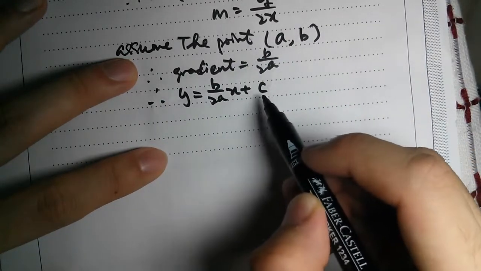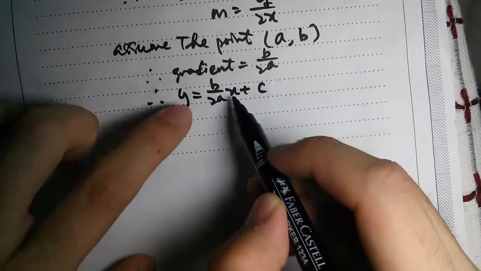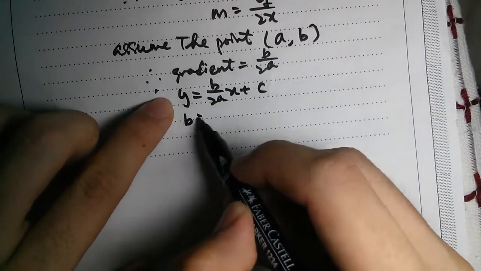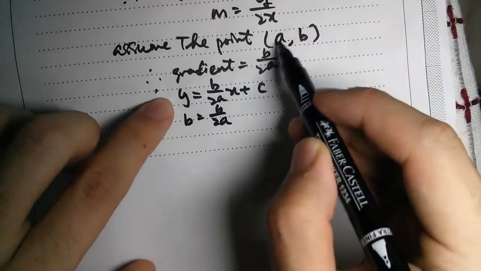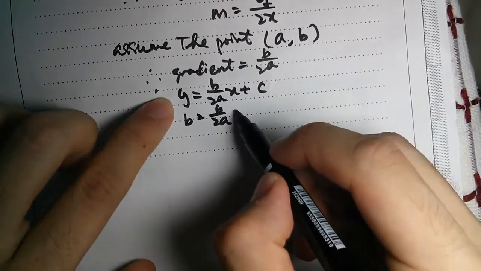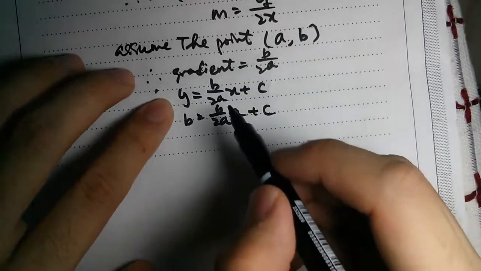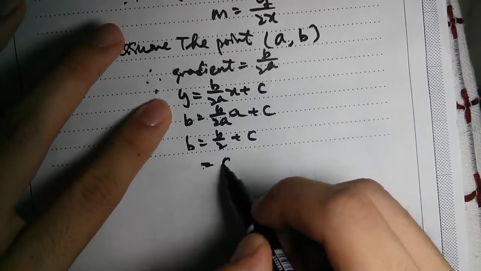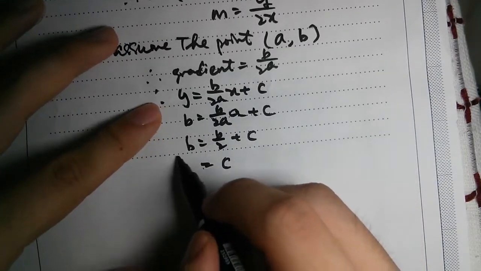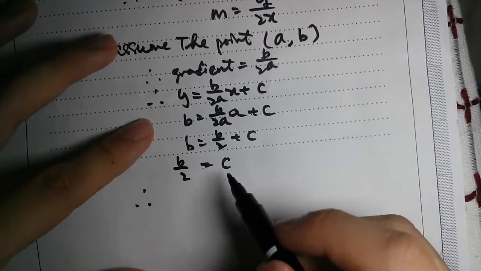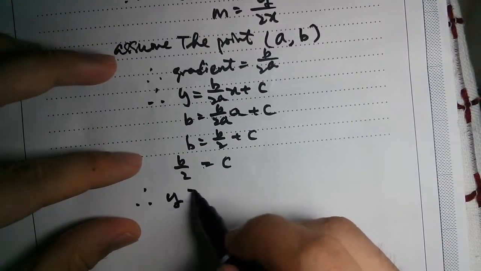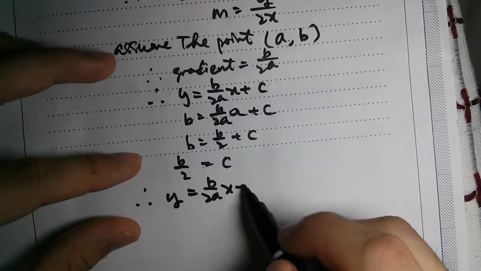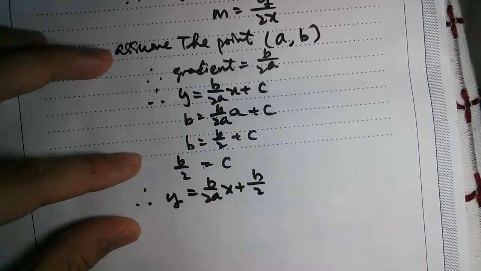Normal procedure, how do you find c? You plug the point back into x and y to try to find c. So what's y? y is b, and then x is a. So a and a cancel out, so it's b equals b over 2 plus c. So c is b minus half b, so it's half b. Therefore, the equation of normal for this curve is supposed to fit the equation y equals b over 2a x plus c, where c is b over 2.